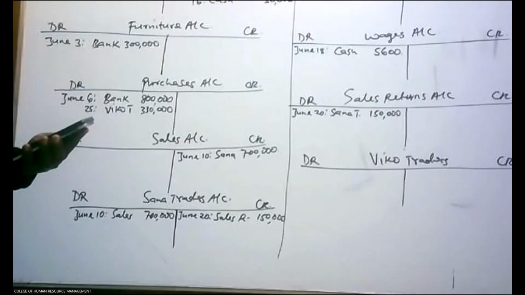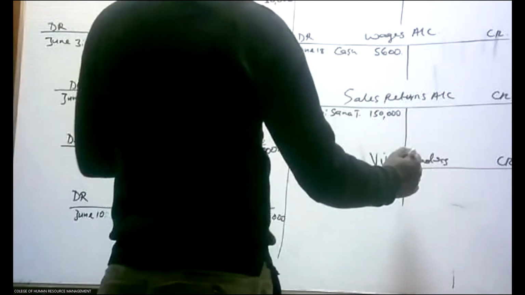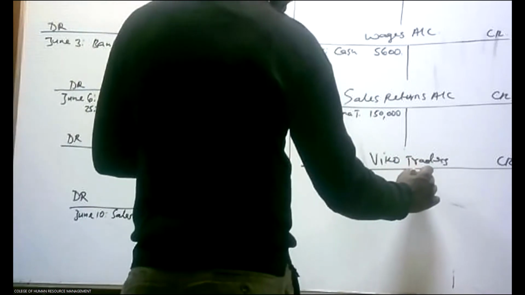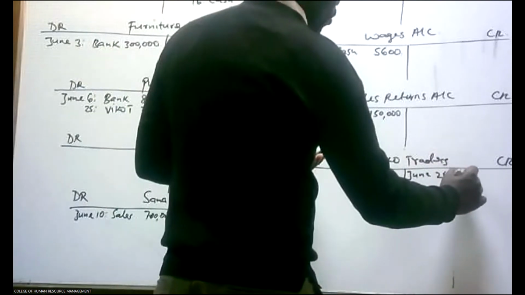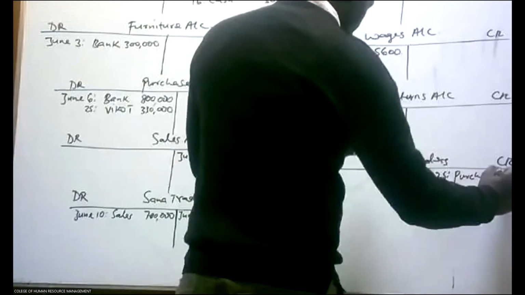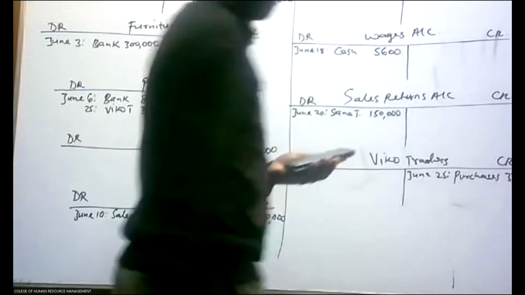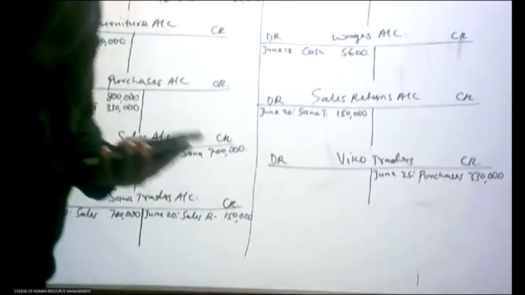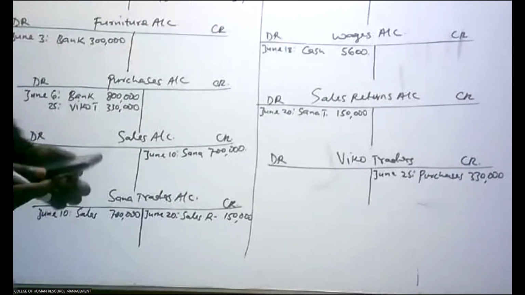It's a liability, we owe the supplier. Any liability that we create, we normally credit. You come here and say, this is on June 25th, it was created as a result of credit purchases of 330,000. And then this is a liability.